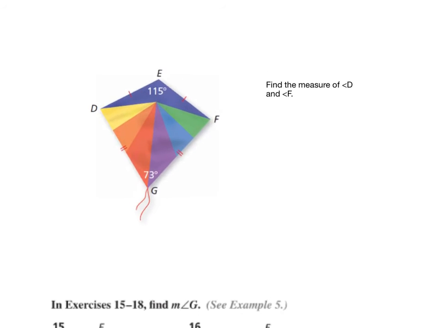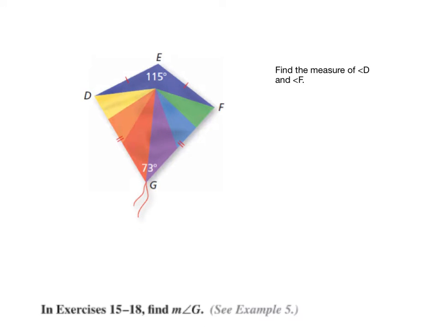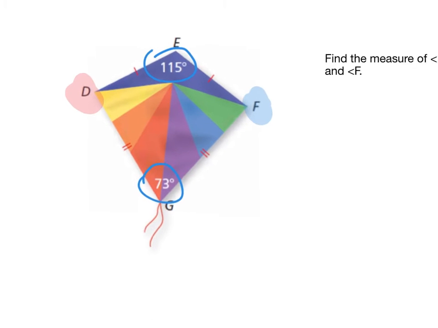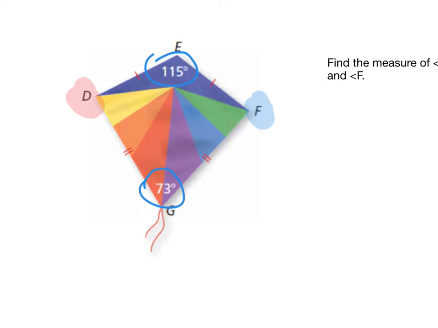Okay, so here we have a beautiful kite that you could be flying in the air at any point. We want to find the measure of D, and we want to find the measure of F. We know that angle E is 115, and we know that angle G is 73 degrees. We also know that D and F, those angles across from each other, are congruent. So we know that that angle and that angle are the same.